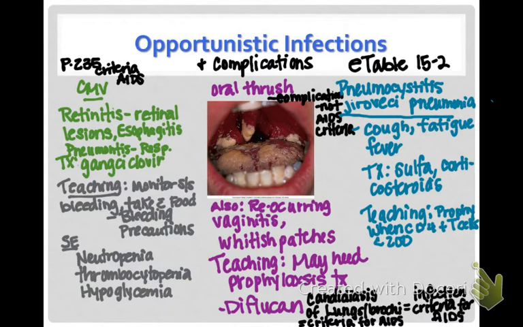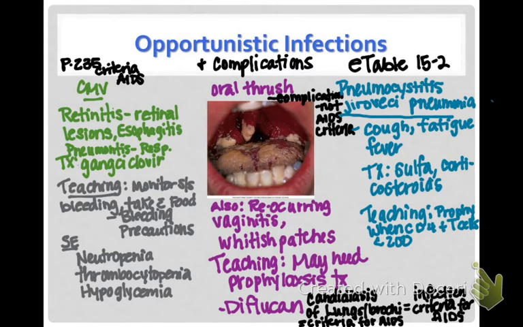You can see here what I wrote. I wrote all this because there's a huge chart, an E-table on 15.2 that goes into depth about everything. I just put up some ones that I thought were important. Although the middle one, make sure to keep this separated in your mind. The middle one is more of a complication, the oral thrush. So it's not necessarily AIDS criteria, but it's a complication.